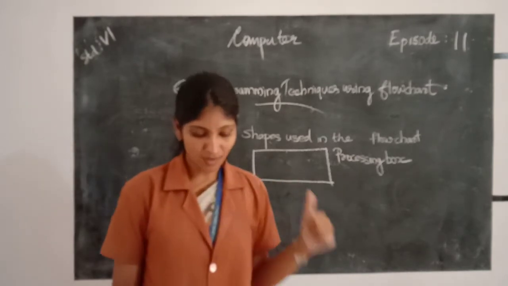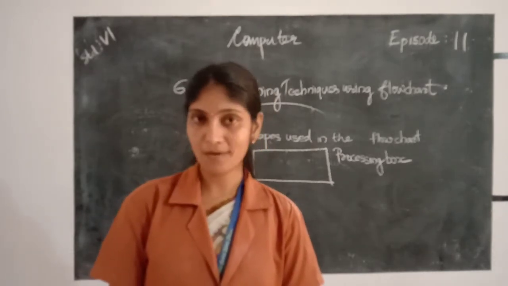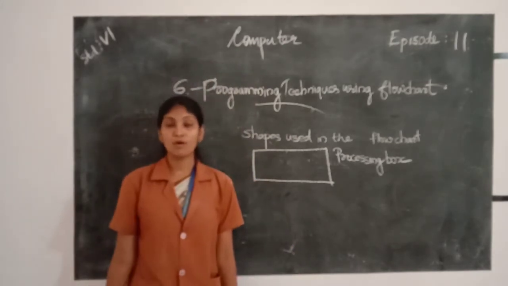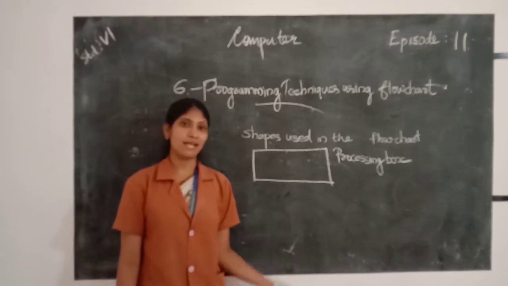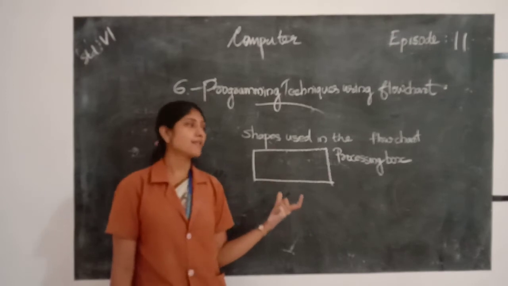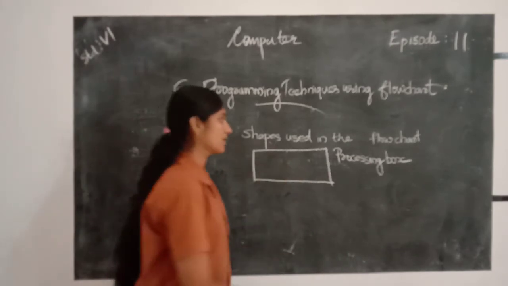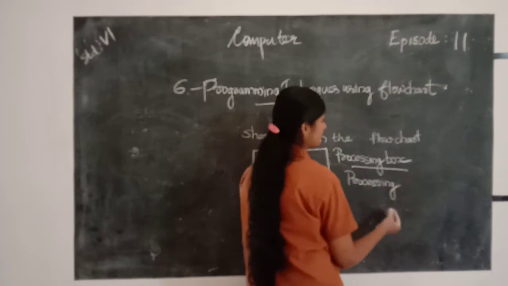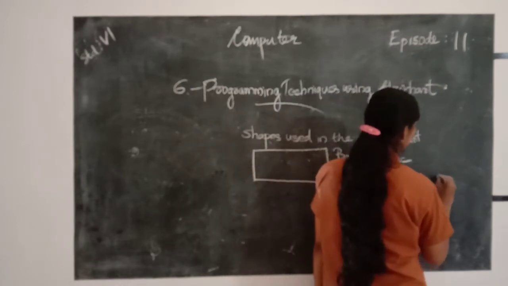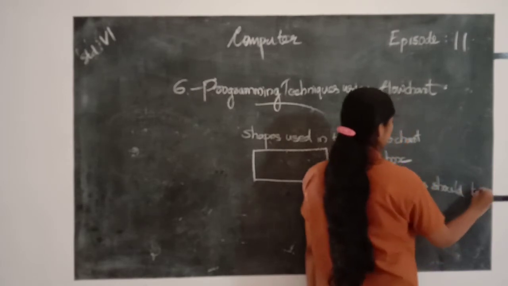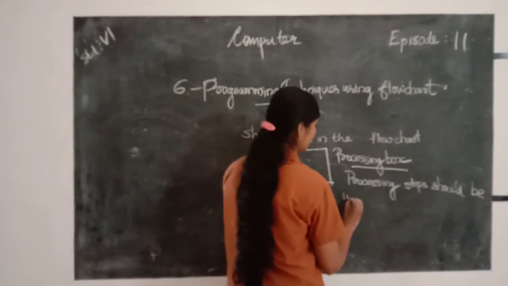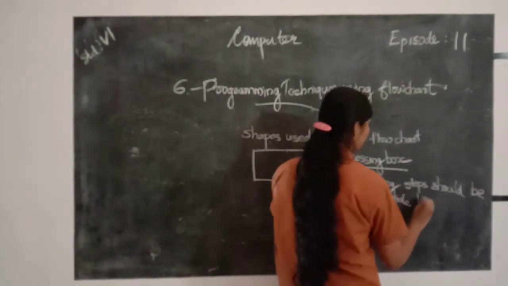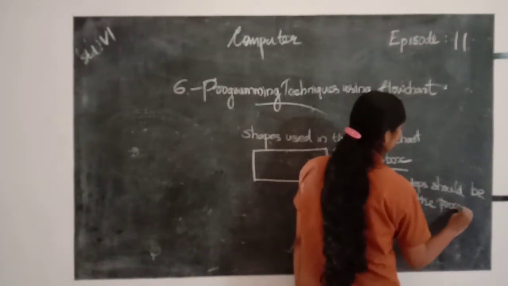The third one, processing box. This box holds the instruction to do the processing, for example, sum is equal to x plus y, total is equal to total sum of all the numbers, average is equal to total by number, etc. These types of steps, processing steps, should be written inside the processing box.